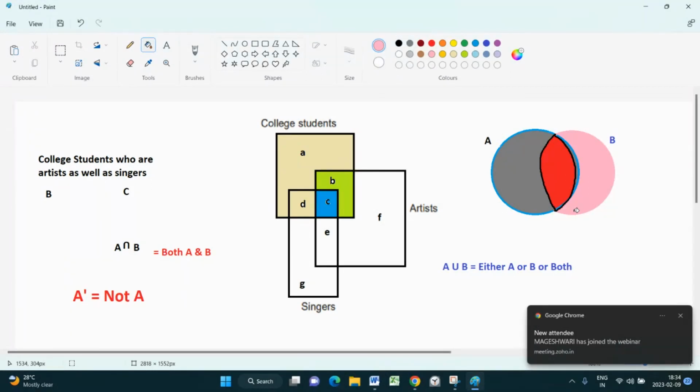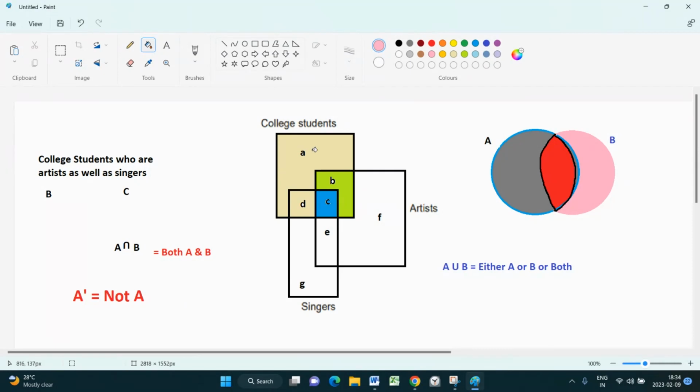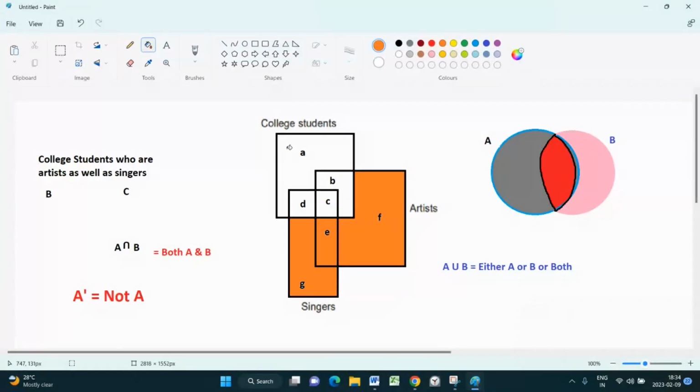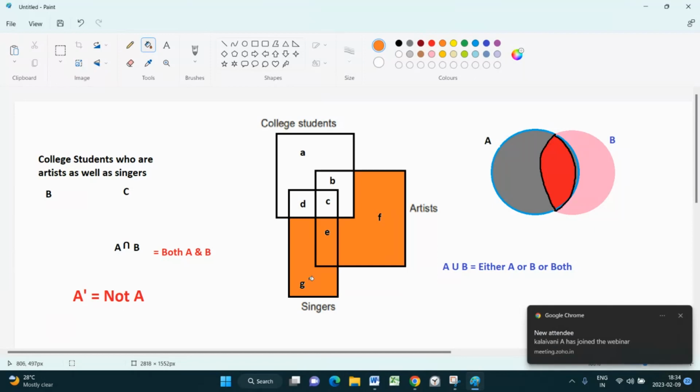Only B here. Now can we take A complement in this? Here I don't want A. Correct. So now I want to see what is not A. What is not A? These are all not A because it should not belong to A. This G, E and F are not A.